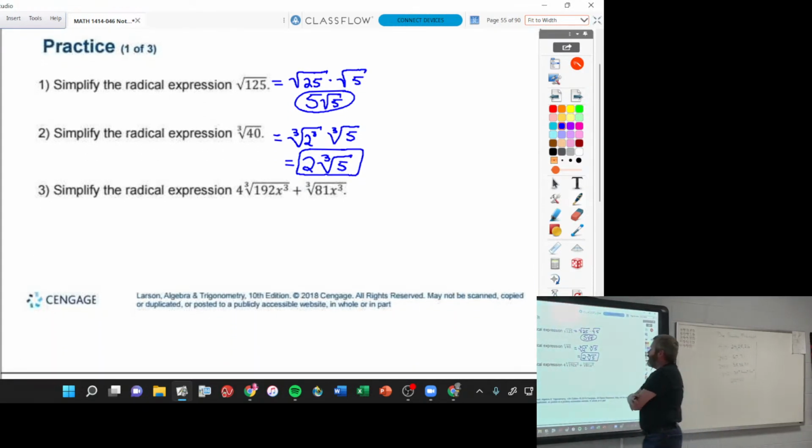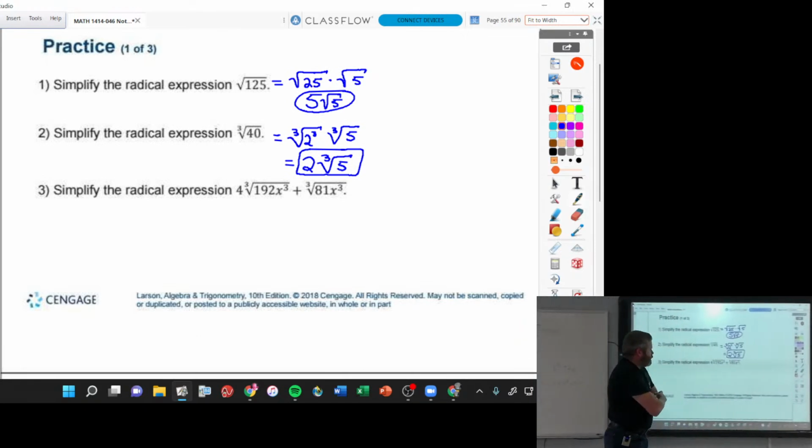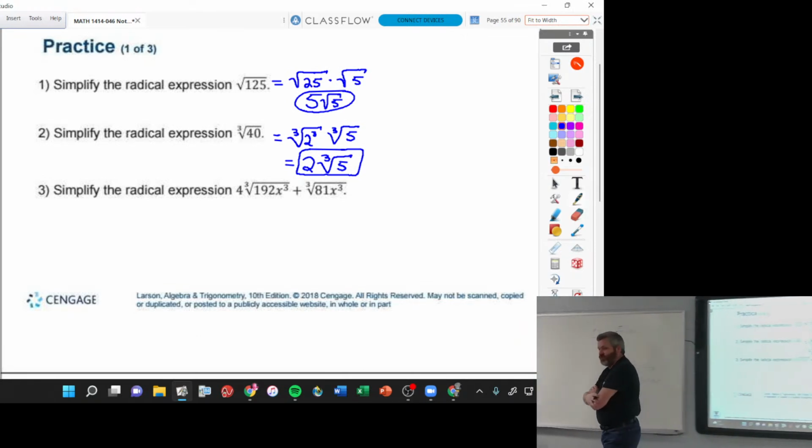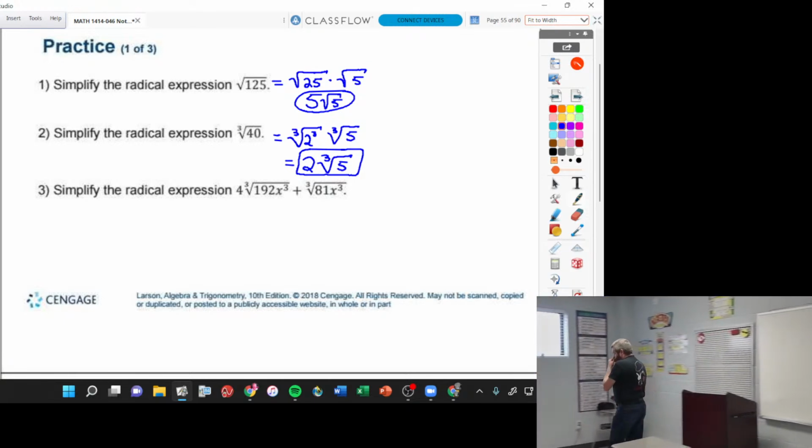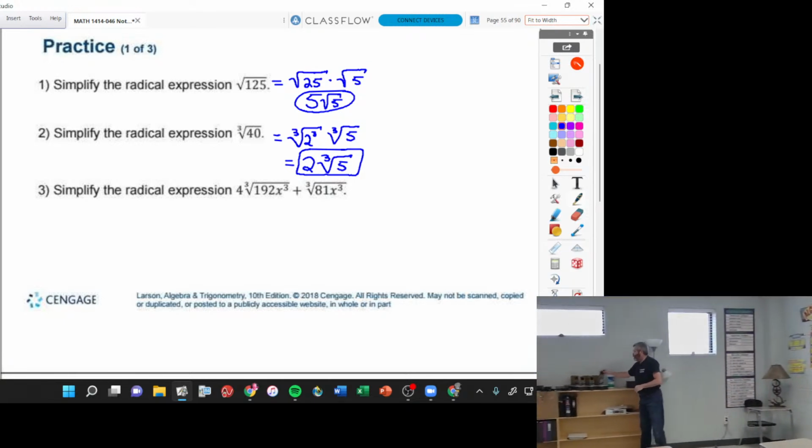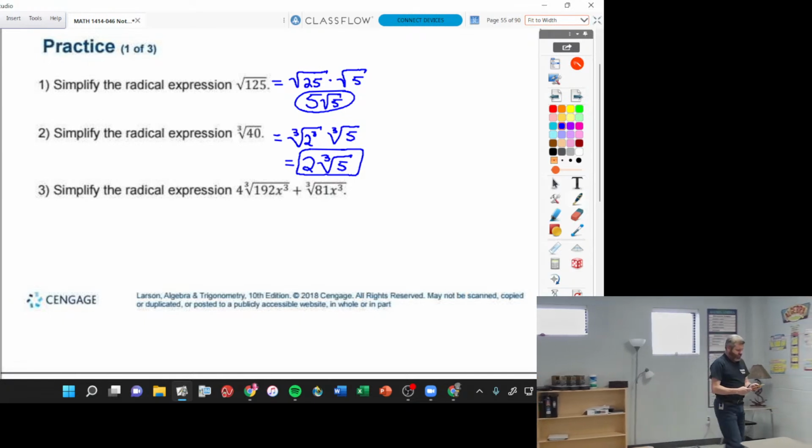Well, number 3. Simplify this radical. Any perfect cubes that go into 192?